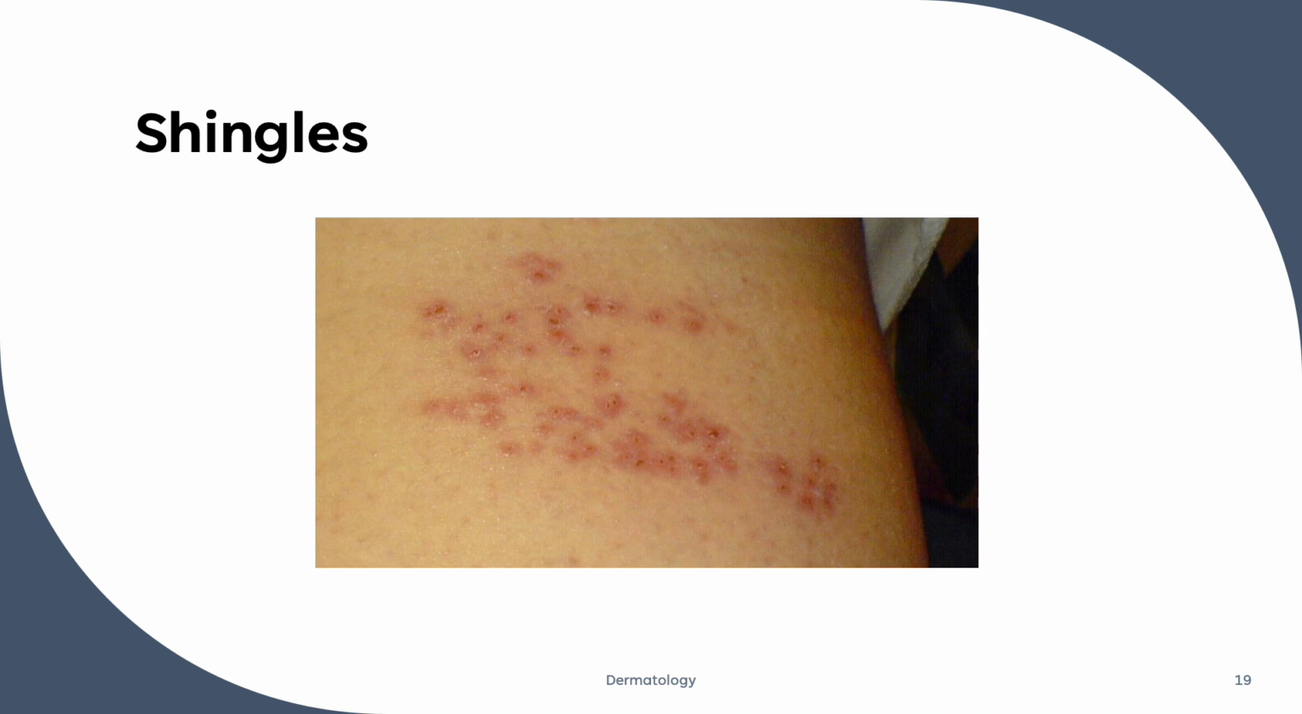in a band-like distribution. Complications can arise from shingles, the most common being postherpetic neuralgia, which is persistent pain in the affected area after the rash is healed. Other potential complications include vision loss if the virus affects the eye. Now, if the eye is affected or the rash is anywhere near the eye, we're going to refer out to ophthalmology. For prevention and treatment, vaccination with Shingrix is effective in significantly reducing the risk of developing shingles. If it does occur, antiviral medications and pain management strategies are crucial for treatment and relief.